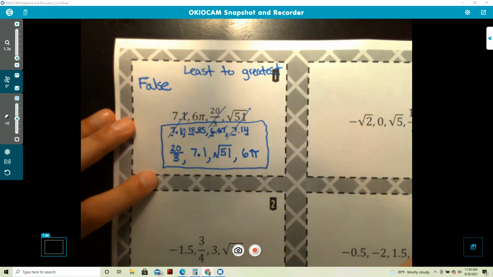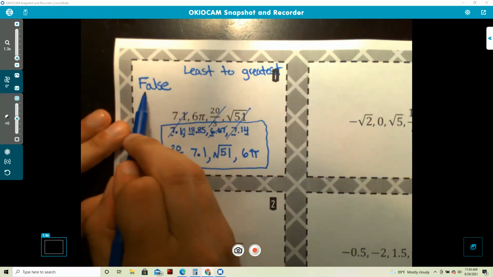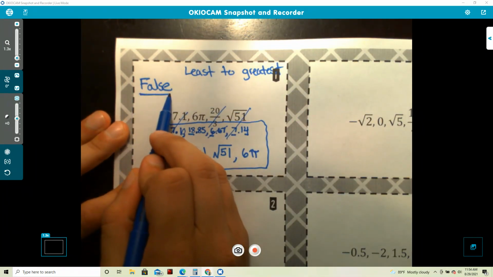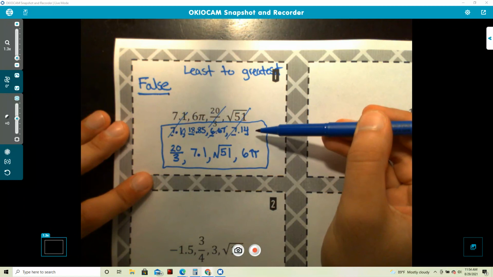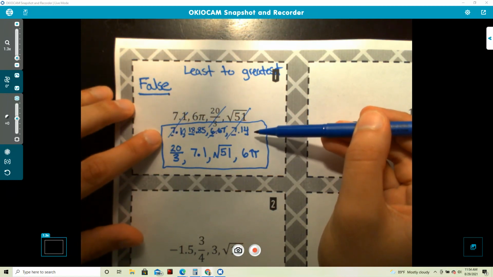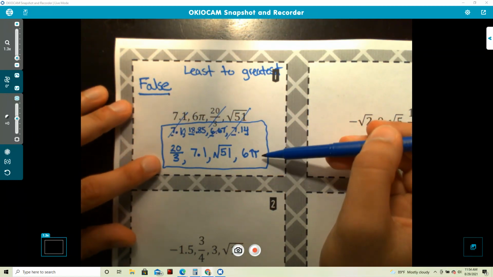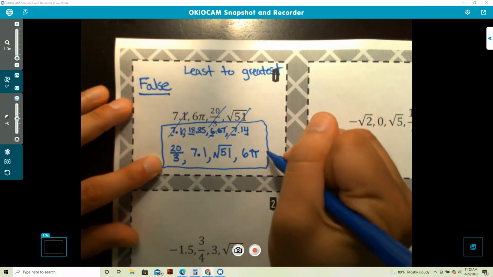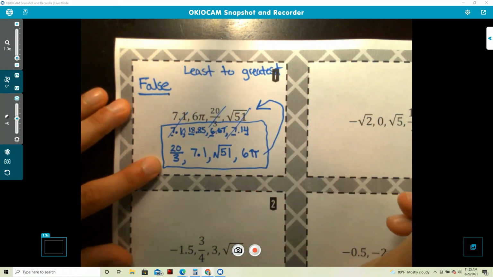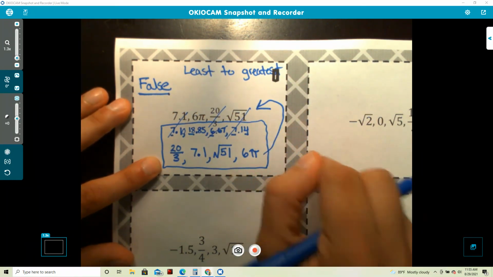So what I'd be looking for is: is it true or false? Did you write down true or false? Did you convert 4 numbers into decimal and whole number form? And did you put them in order in the form that was already given to you? So those are the 9 things that I'm looking for.